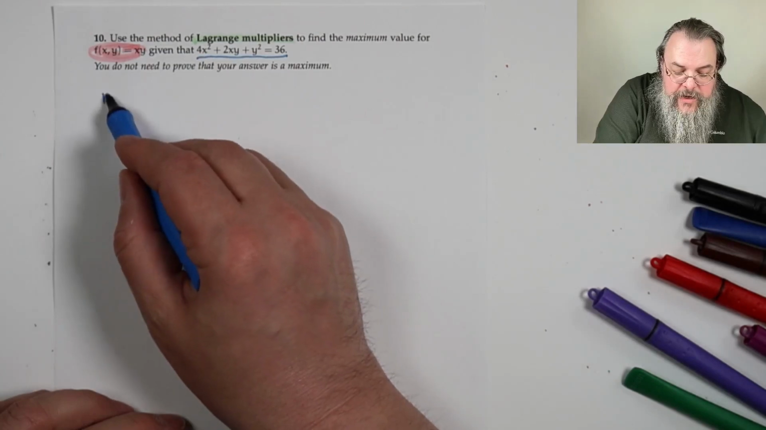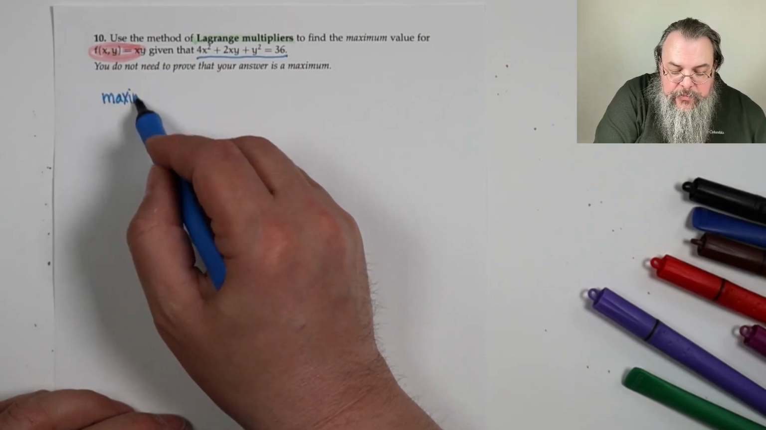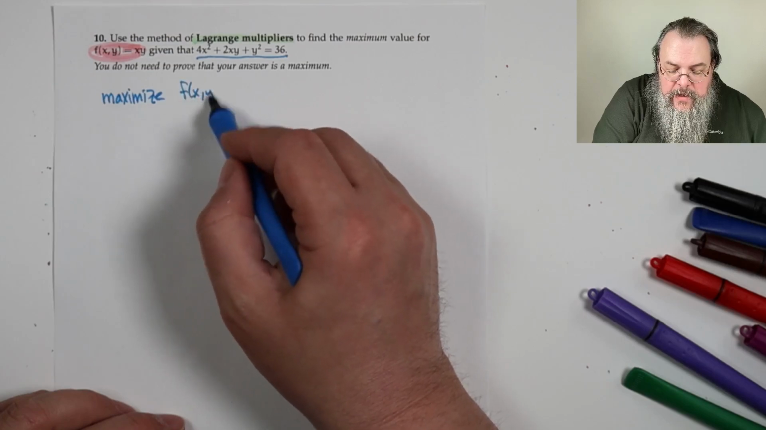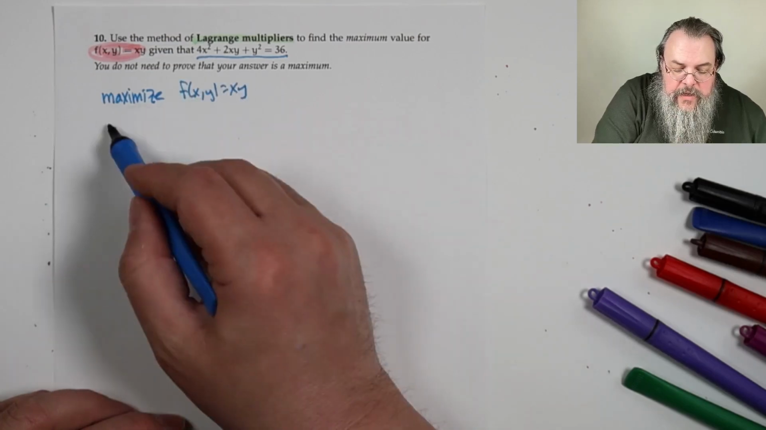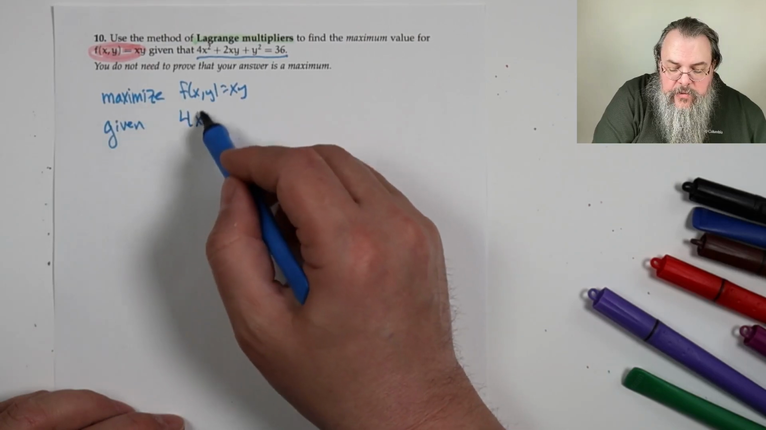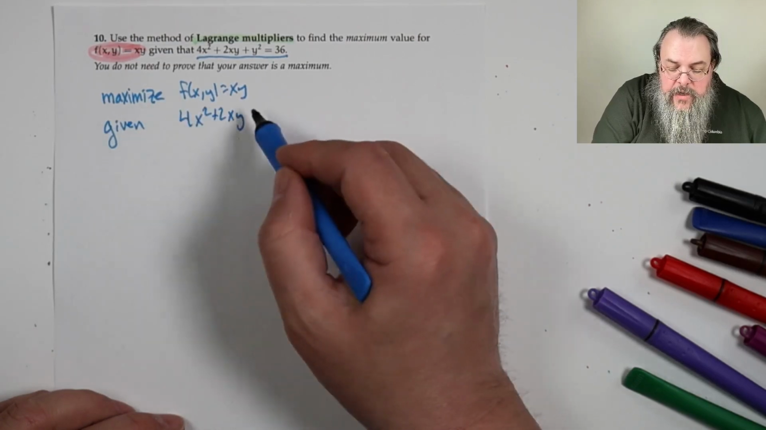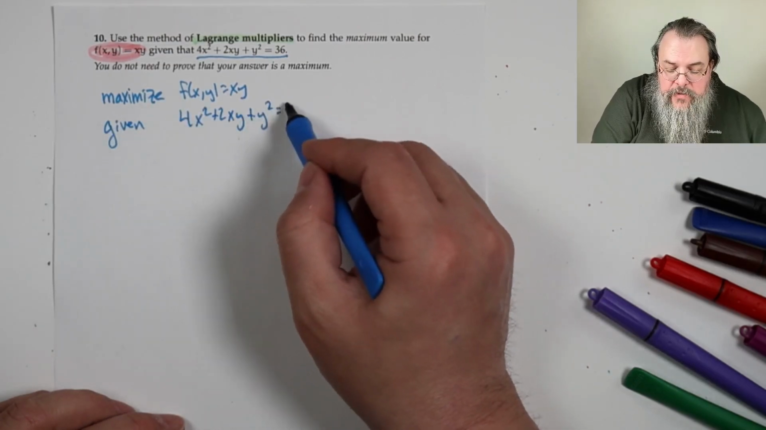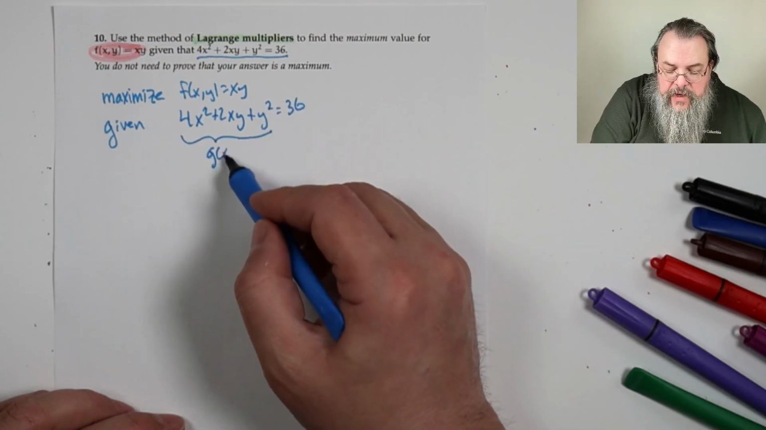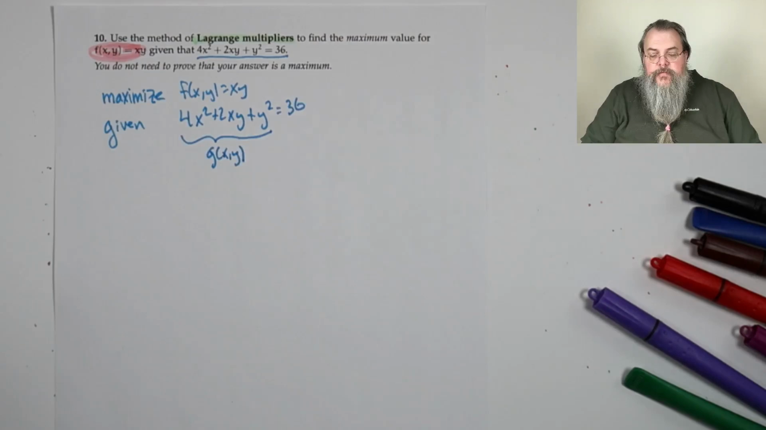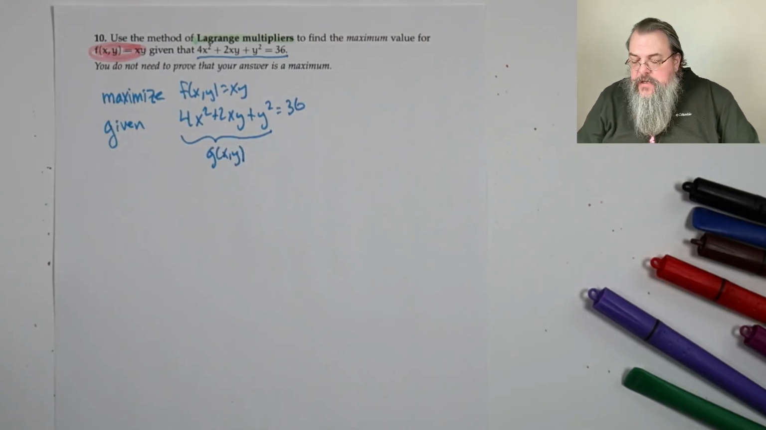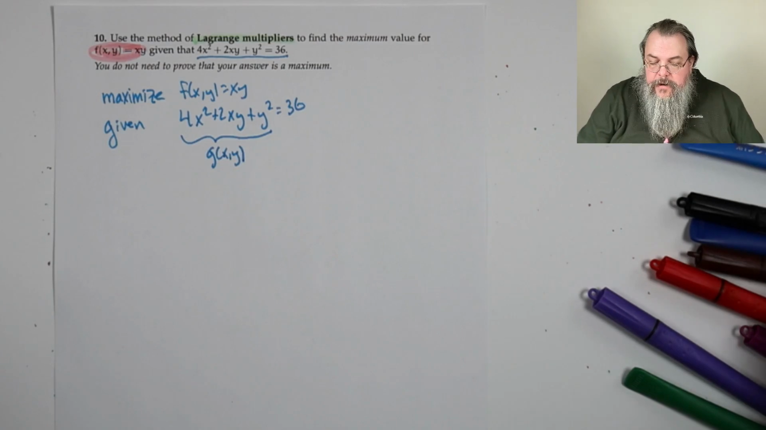All right, so here we go. We're going to write it down again. So maximize f of xy equals xy, given 4x squared plus 2xy plus y squared equals 36. And we're going to think of this as our g of xy. So we have our f of xy, we have our g of xy.